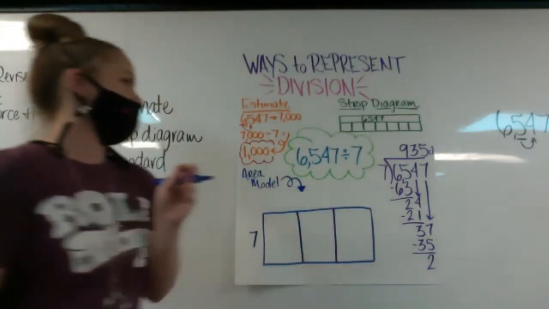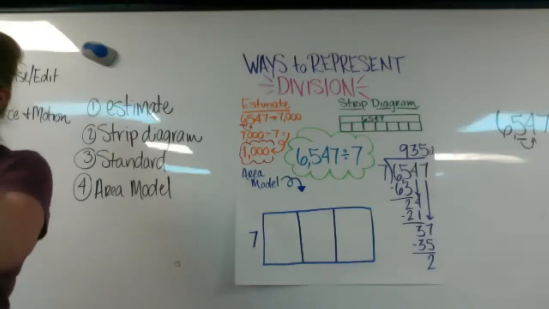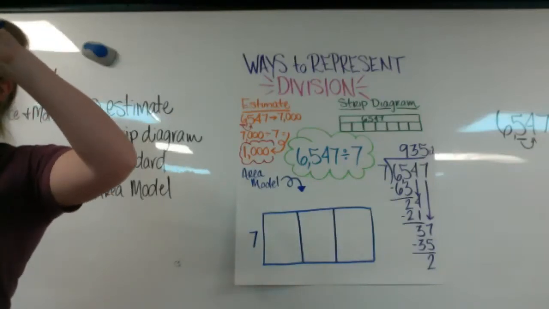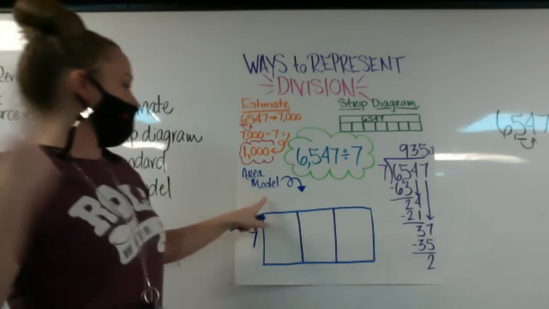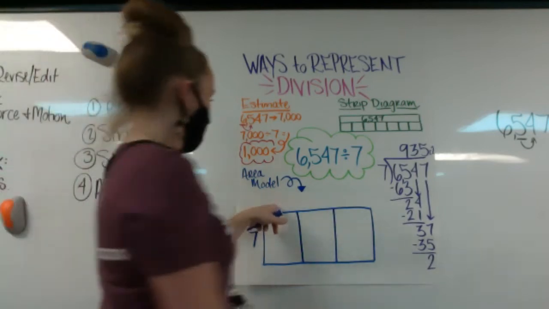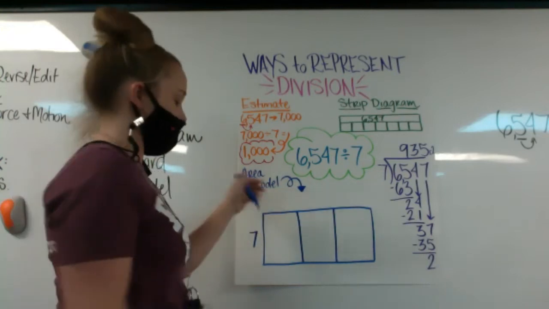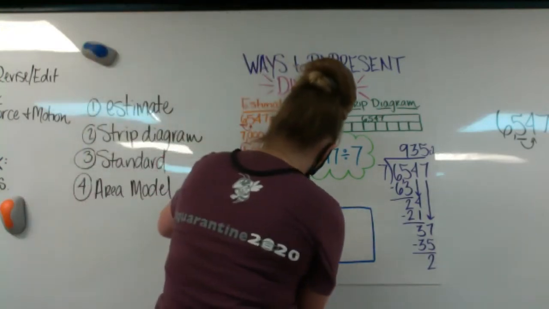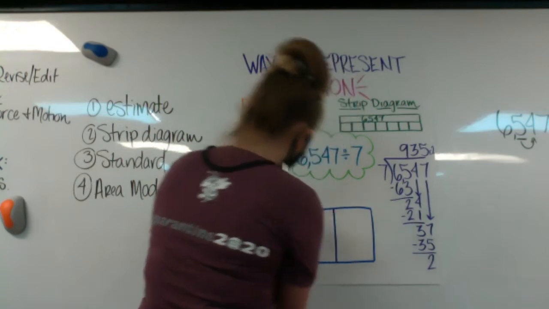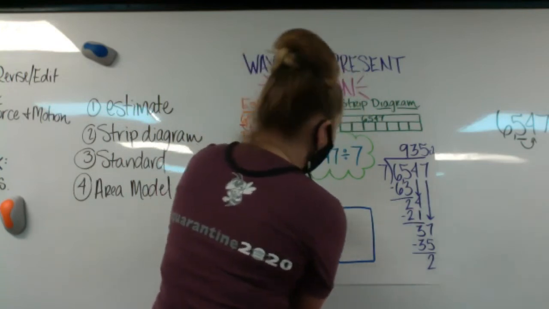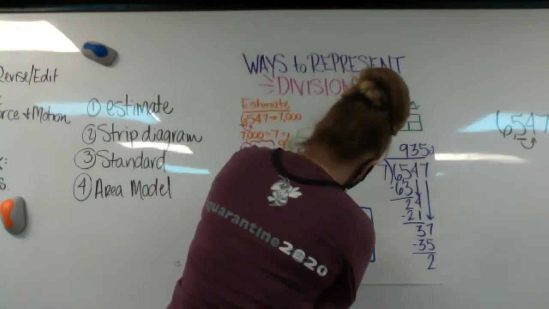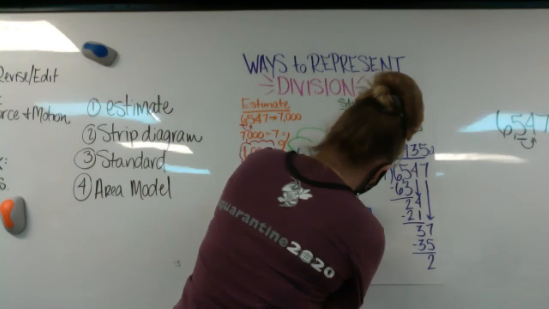And so remember with the area model that we break our number up into expanded form, okay? So what would go here? 935. Well, but I need to break it up into expanded. So what goes here? 900 would go here. Plus what? 30 plus 5.